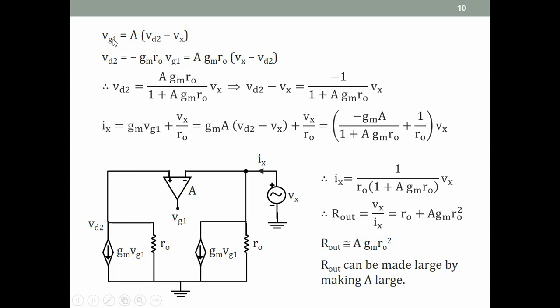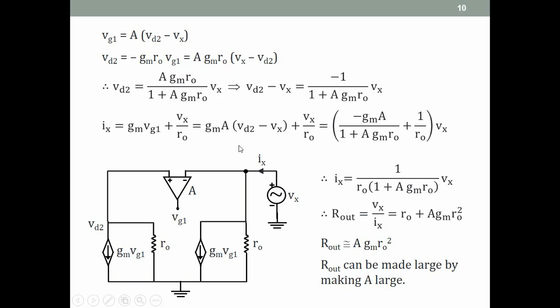And so VG1 we substitute from here. So we'll get A gm ro into Vx minus VD2. So I've changed the sign of this because of this negative sign. And so we solve for VD2 from this. So we get VD2 equal to A gm ro by 1 plus A gm ro into Vx.